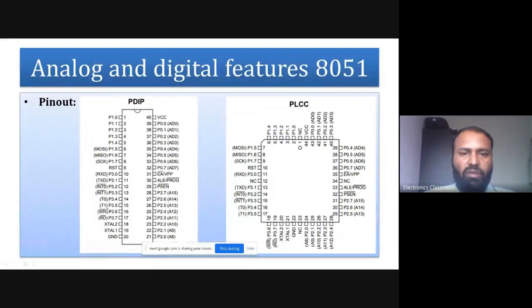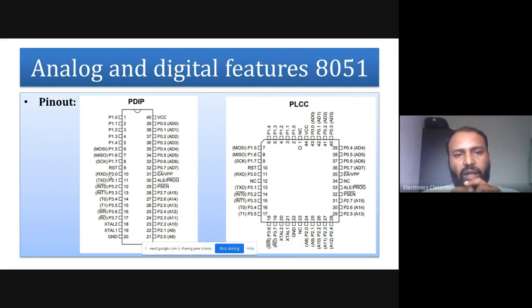If you look here, you will realize that all port 3 pins have separate or alternate functions, and those alternate functions are separate for each pin. For example, port 3.0 has the alternate function of RxD. Whenever I am going to use the 8051 for serial port or serial programming applications, at that time we can connect this P3.0 pin to any other device which is transferring.